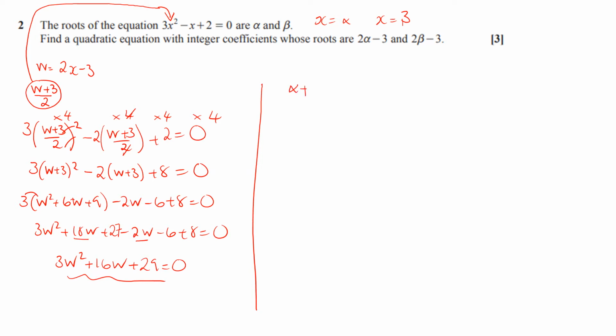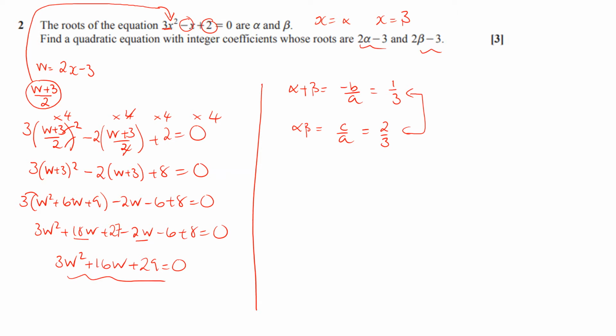So the sum of the original roots is minus b over a, where b is minus 1 and a is 3. So minus b over a would be 1/3. The product of the roots is going to be c over a, which is 2 over 3. And we're going to use those two quantities to then think about the new roots.